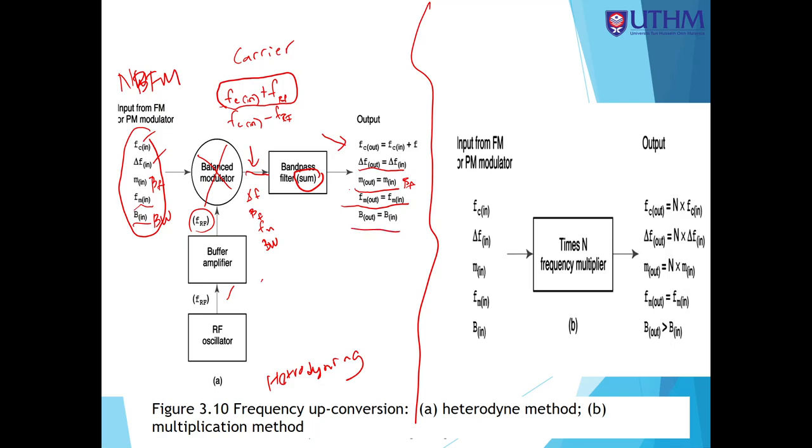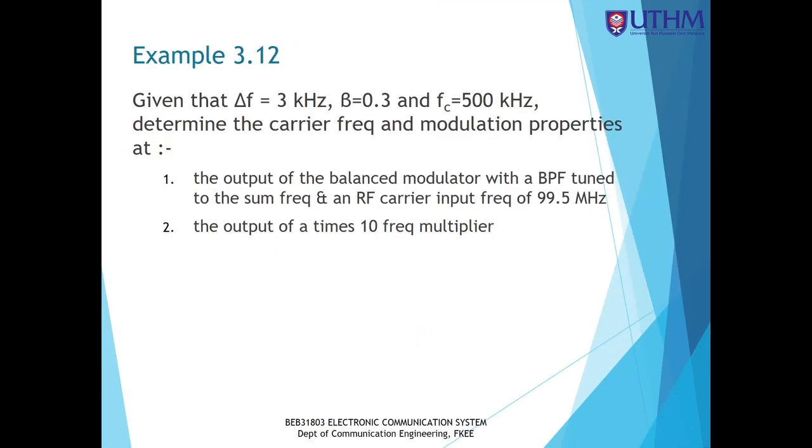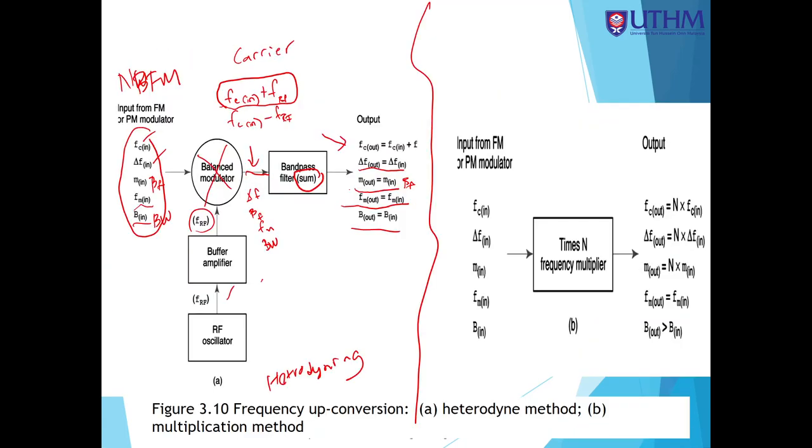So what happened here, you see that the heterodyning process only changes the carrier frequency. It does not change the delta F, the modulation index, the input frequency, and the bandwidth remains the same. Okay, dia hanya mengakibatkan perubahan pada carrier frequency sahaja. Tidak ada perubahan pada delta F dan seterusnya. Okay, so ini adalah sifat-sifat untuk apa yang berlaku pada heterodyning process.